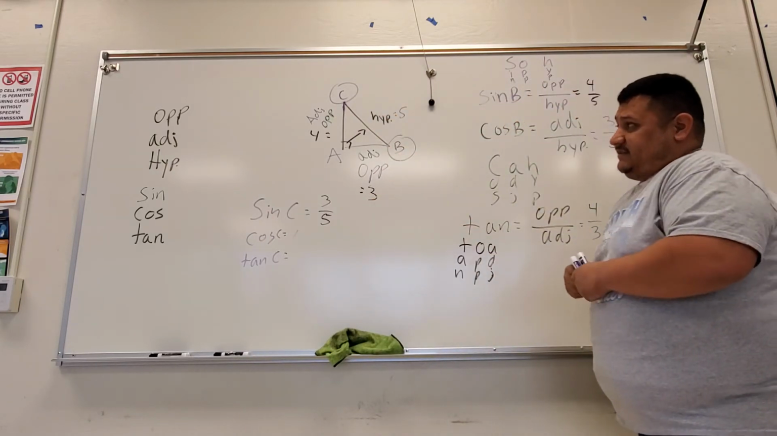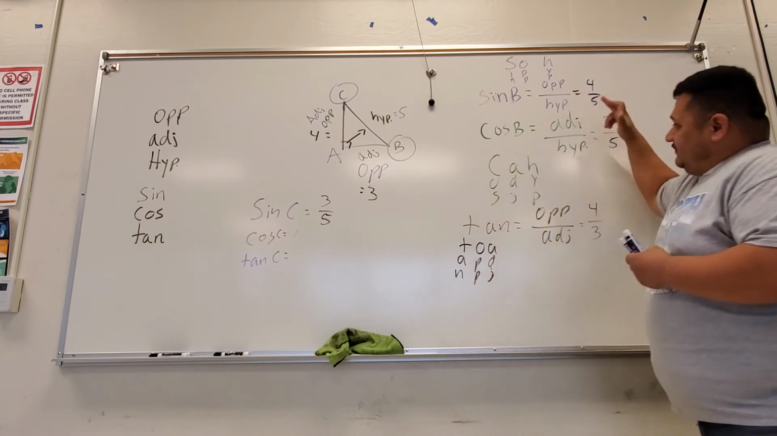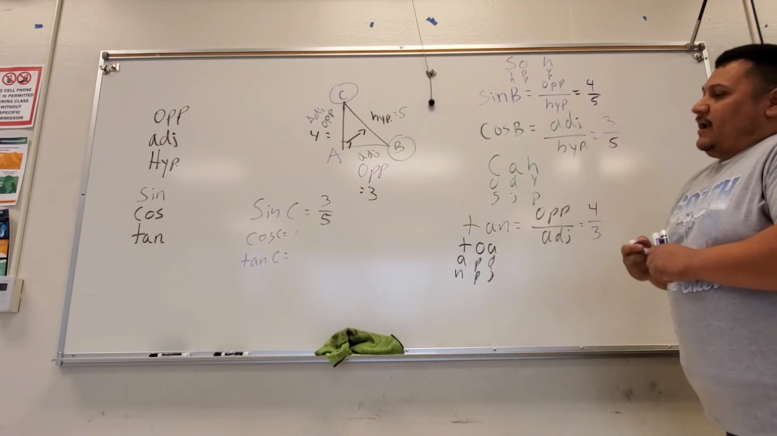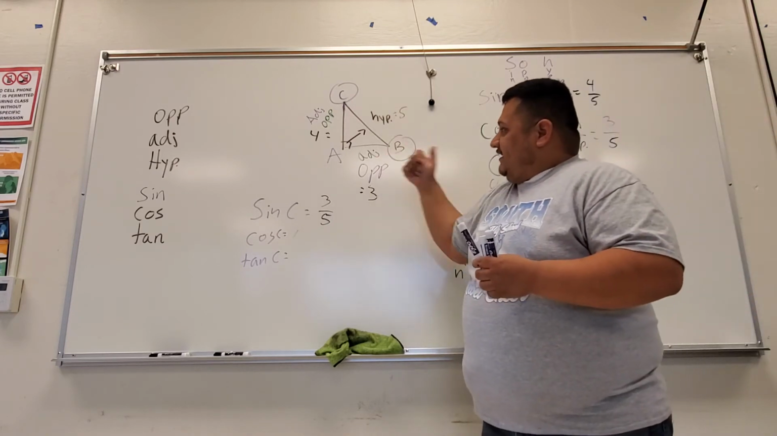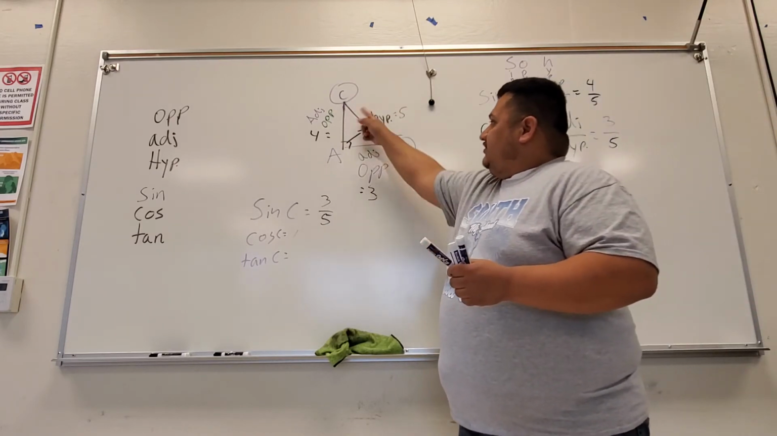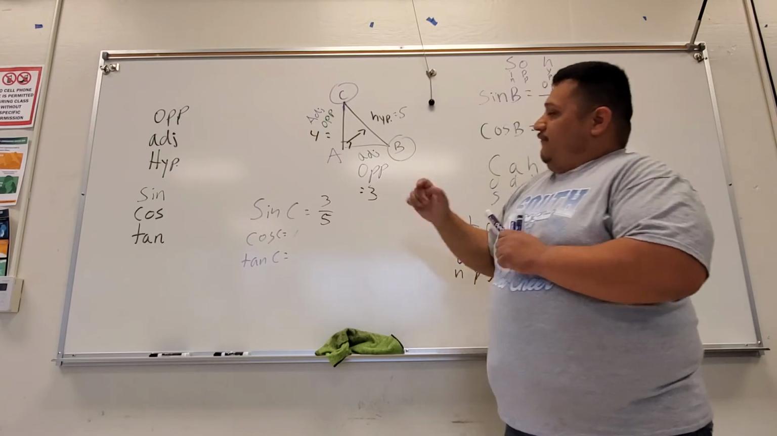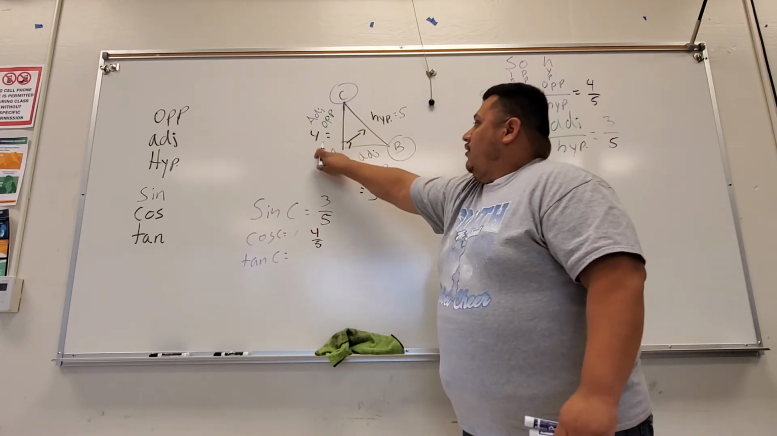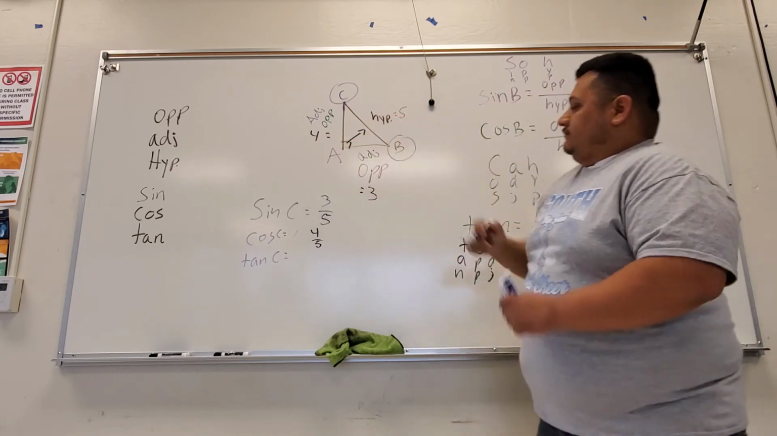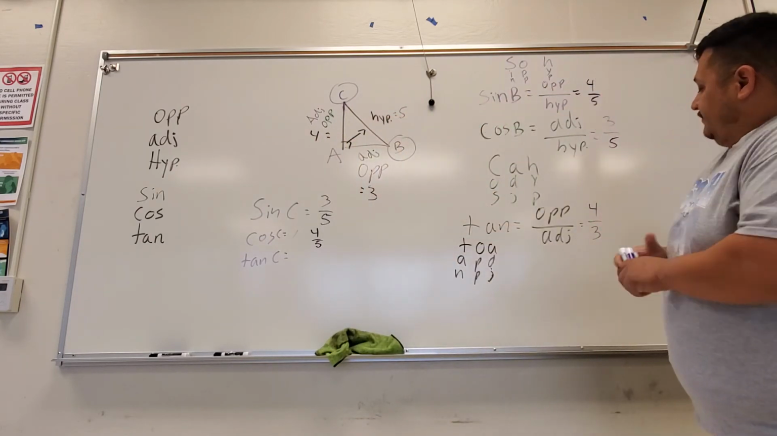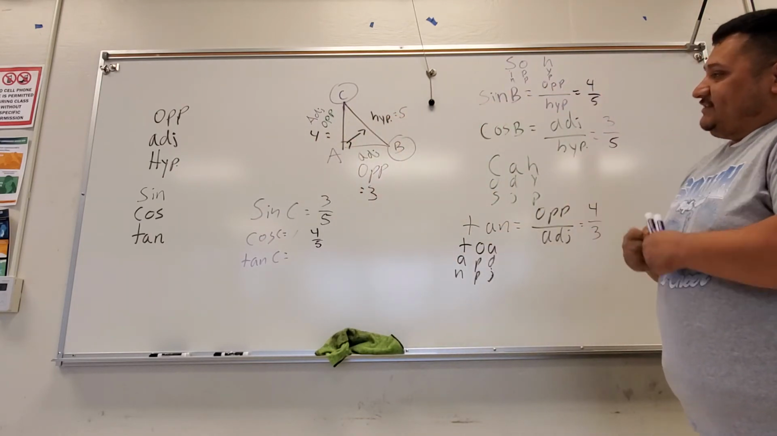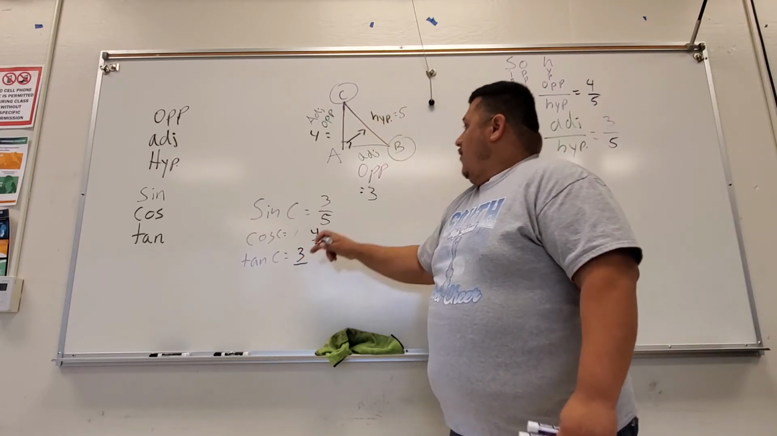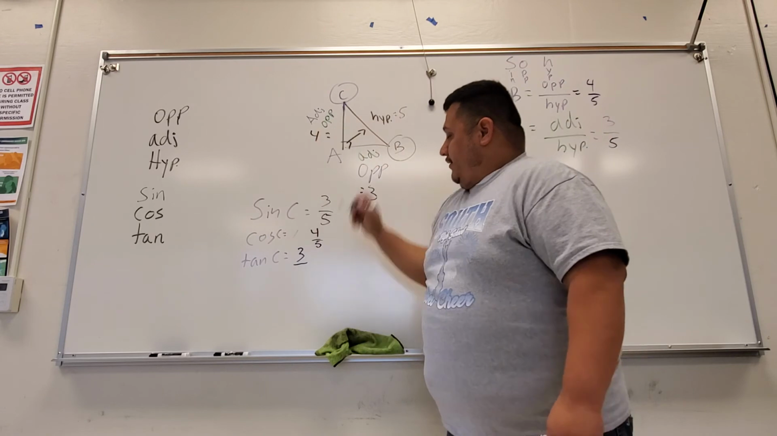Now cosine of C is going to be our adjacent over our hypotenuse right here. Okay, adjacent over our hypotenuse. Adjacent, for B, which is in purple, 4 over 5. And then our tangent is going to be opposite over adjacent. Opposite, which is 3 over 4.